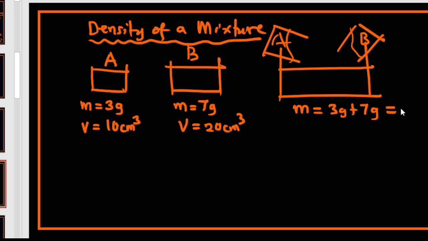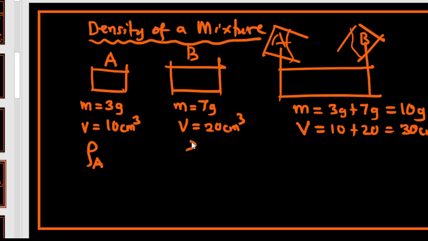Good. So the mass is going to be 10 gram here. And it's as well logical to say that the volume of the mixture is going to be 10 plus 20, making it 30 cm cube. Now, A is supposed to have a density rho A, B should have a density rho B. Rho A, which is mass of A over volume of A.